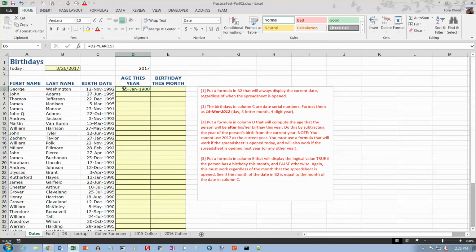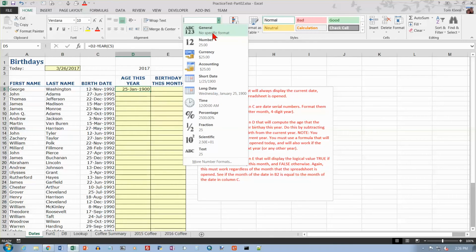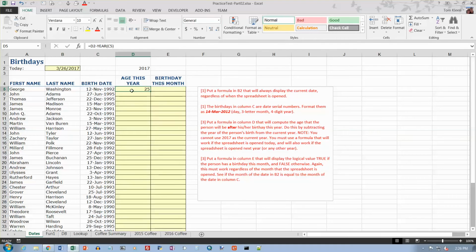Now we got a problem here. This is actually number 25, but it's being formatted the wrong way. So let's do general here. They're trying to format as a date because we're doing some other date stuff, and Excel tries to help us out sometimes, and sometimes it doesn't help us very well.